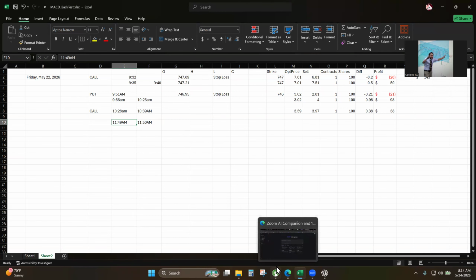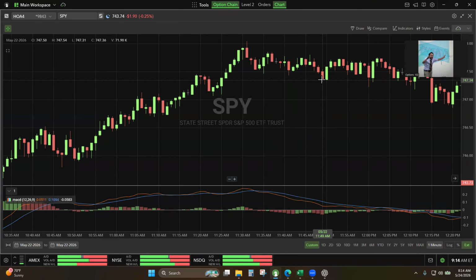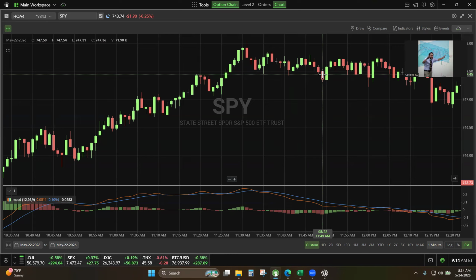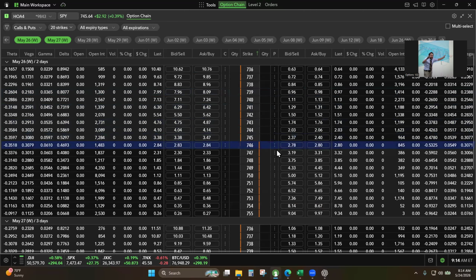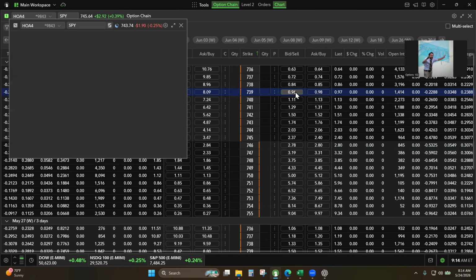And I would be looking at the price here, which opens at 746. So I would be looking at 747 puts. Since it opened here at 747.50, and I'm looking at puts, I'm going to be rounding down to the next dollar amount down. So 747 puts. Look at the charts.